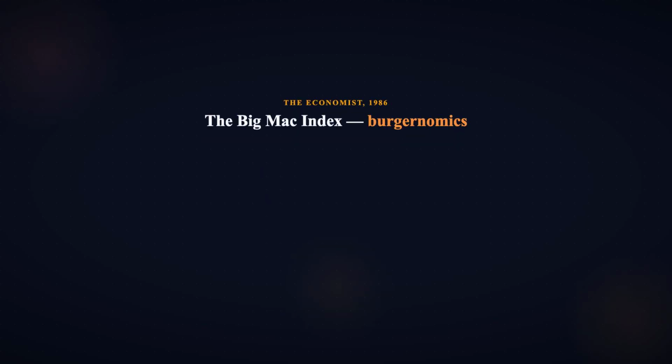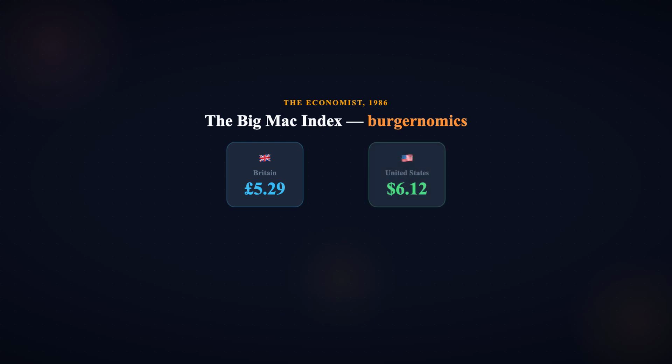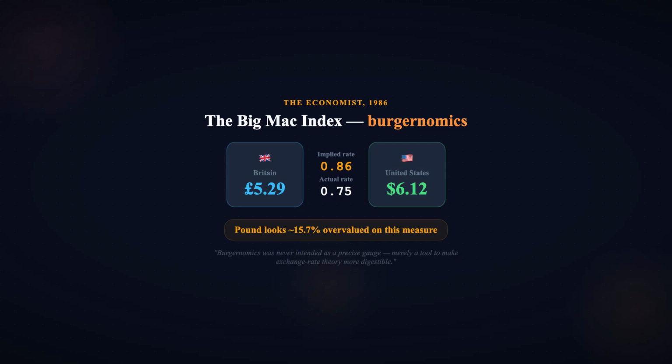Now we travel the world with a burger. The Big Mac Index was invented by the Economist magazine in 1986 as a lighthearted guide to whether currencies are at their correct level. The idea uses purchasing power parity. That is the notion that exchange rates should eventually move toward the rate that makes an identical product cost the same in any two countries.